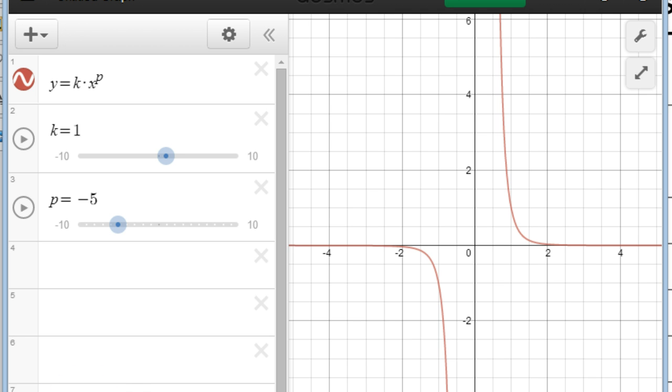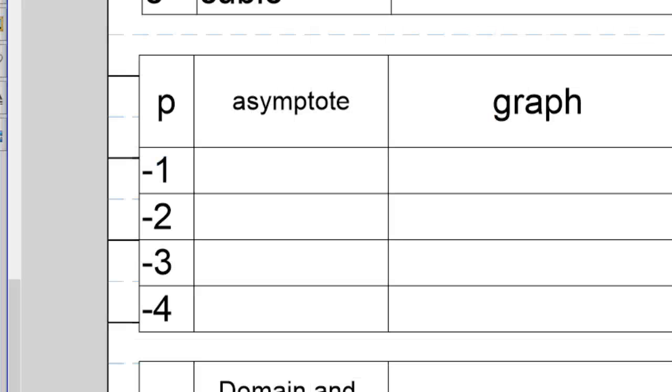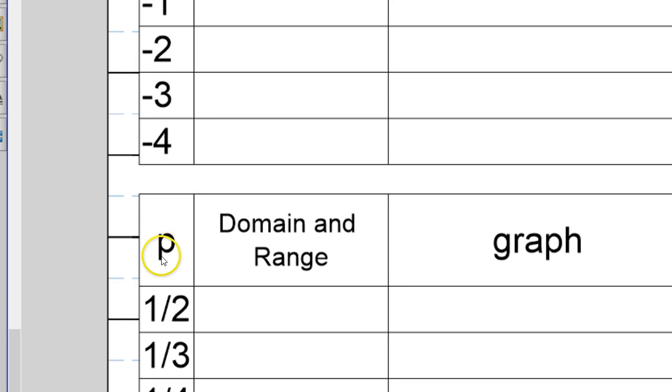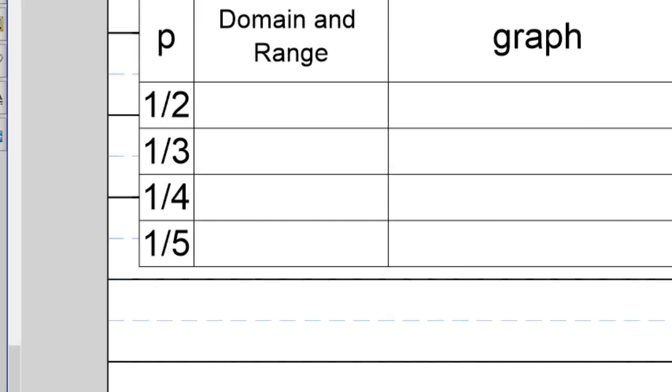So you should be able to fill in the chart. You can fill in the chart as we see here on the notes with the asymptotes that we have as well. And now let's take a look at what happens when p is no longer a whole number, but what happens when p is a fraction. What's going to happen there?